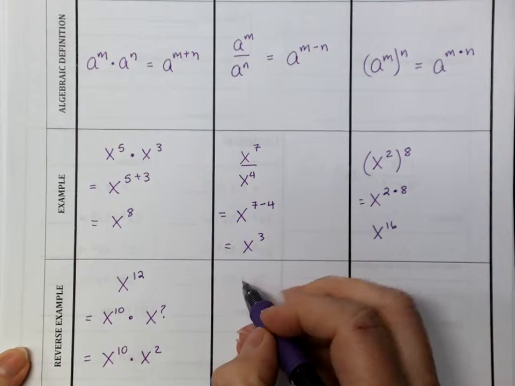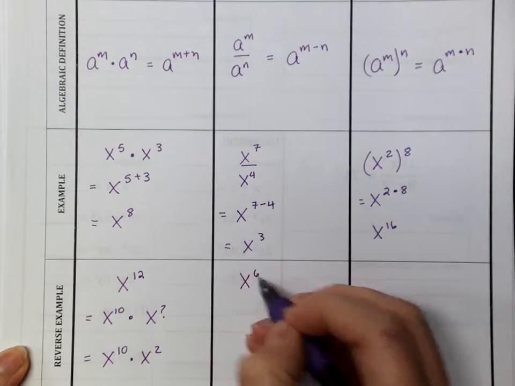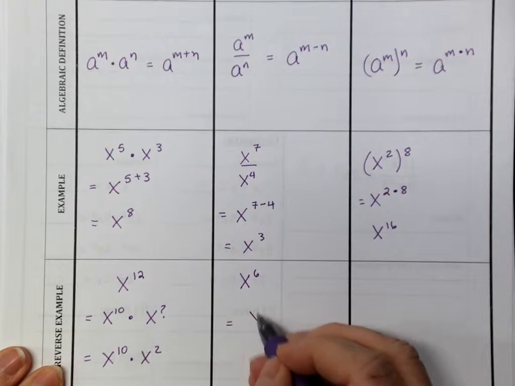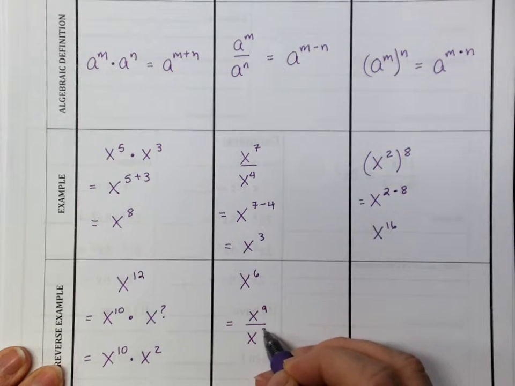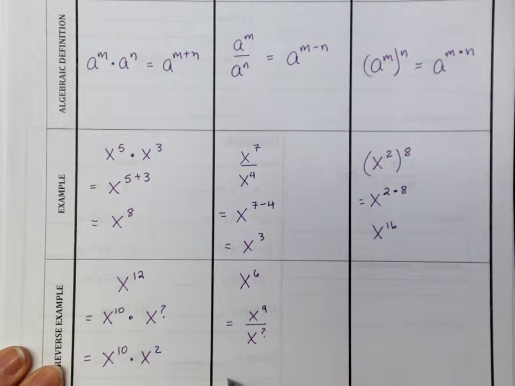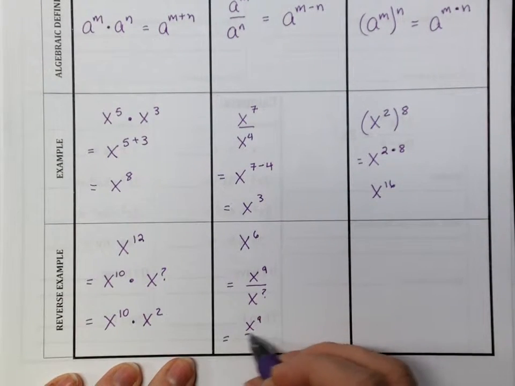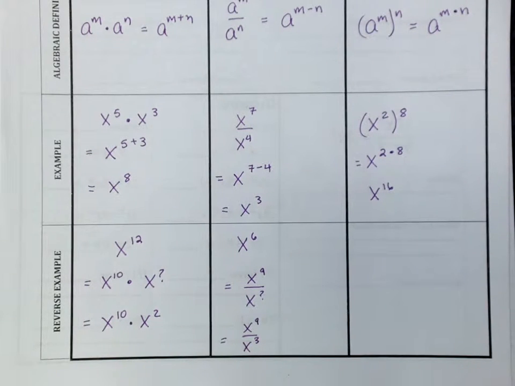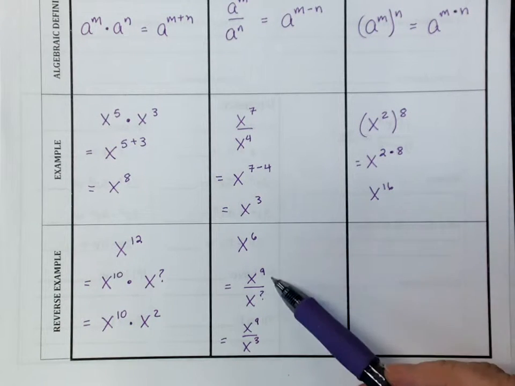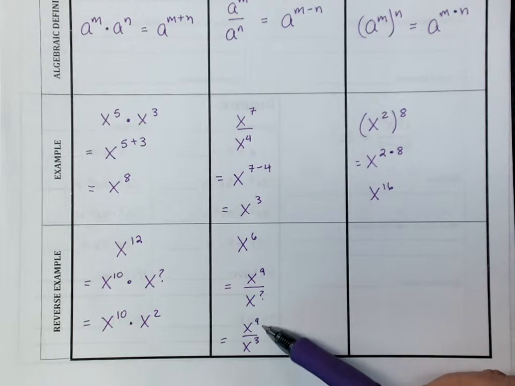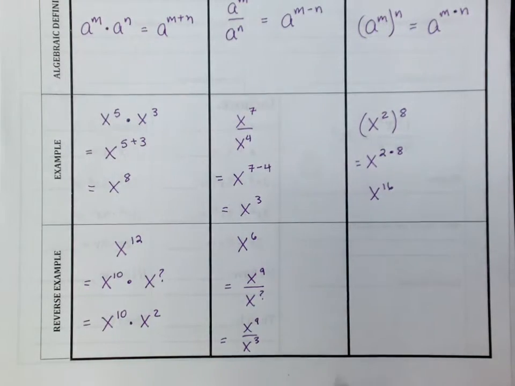Okay? Now we can reverse the quotient rule too. This isn't really going to apply to what we're doing now, but it's the same idea. If we had x to the 6th, and I said write that as x to the 9th over something, then what would that something have to be? 3. Right. In order for that to be true, we'd have x to the 9th over x cubed. You can fill in that blank. And anything that subtracts to make 6. So it could be 8 and 2. It could be 6 and 0. Anything that subtracts to make 6.